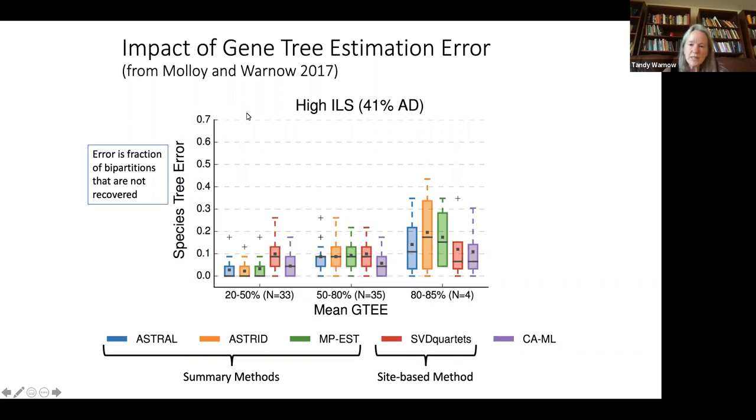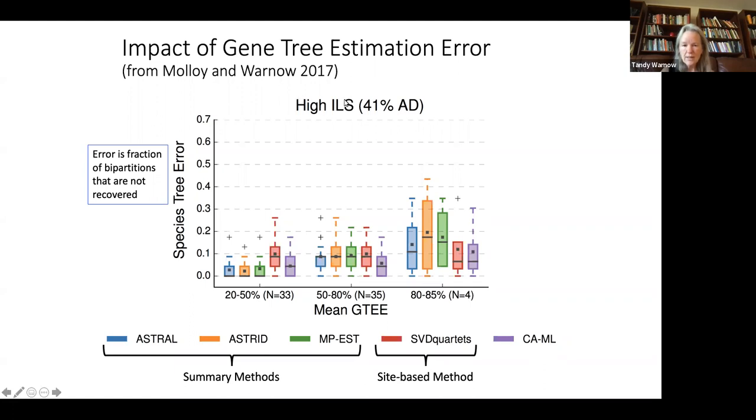They're not very big. I think, if I remember, that's about 40 species, but we are looking at 1,000 genes. And the species tree error is on the y-axis. So it's the fraction of the bipartitions in the species tree that you fail to recover. What I'm showing here are five different methods: Astral, Astrid, and MP-EST. These are summary methods. CAML is concatenation using maximum likelihood. Maximum likelihood, not machine learning. CAML, and it's RAxML. And in between, there's this thing called SVD quartets, which is a very interesting method that is based upon linear algebra. And it looks at the concatenation, but it estimates quartet trees and then combines them.